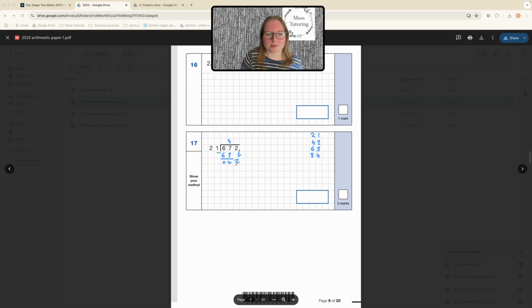Okay, so 21 into 42. I can see that goes exactly twice. So that's 32. 2 on top there to make an answer of 32. Just to double check there's no remainders. So 21 times 2 is 42.